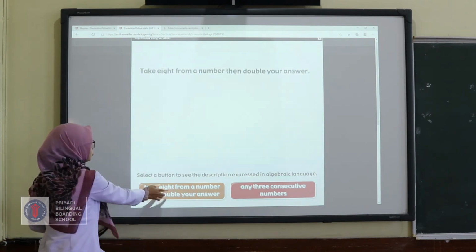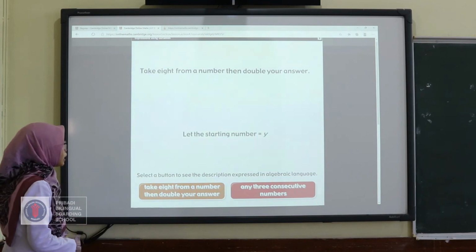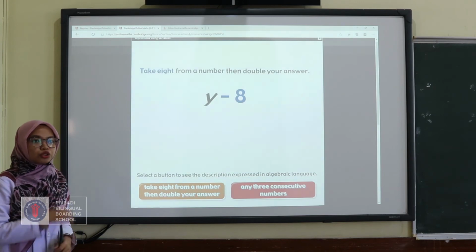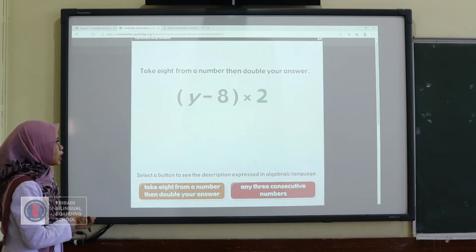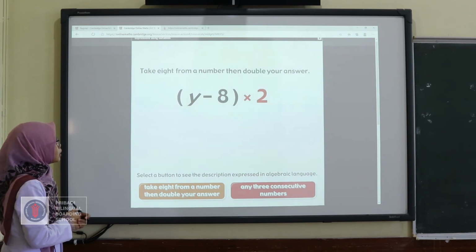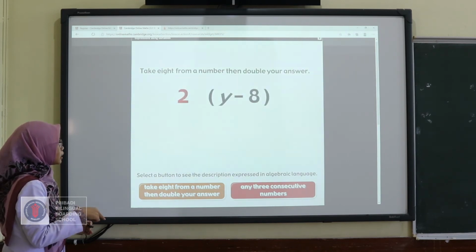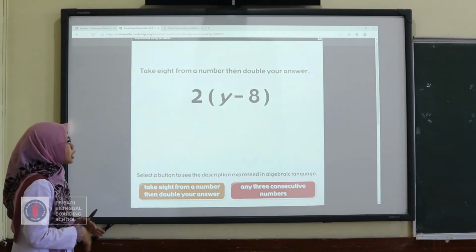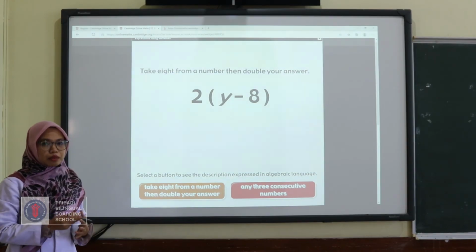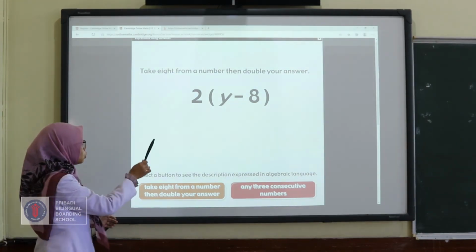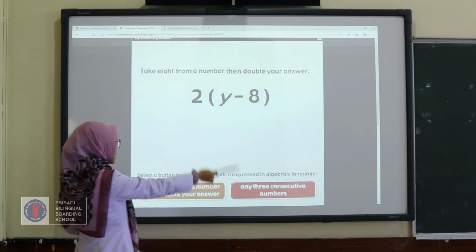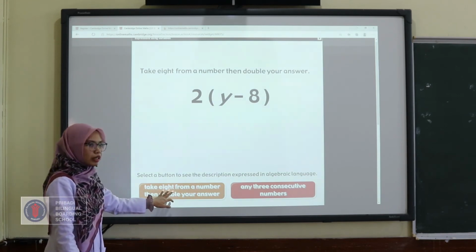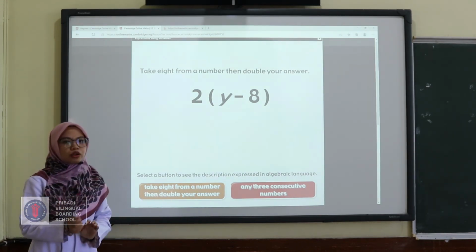In here, you have to take 8 from a number, then double your answer. The first thing you have to do is to choose the letter for the unknown number. And then don't forget to take 8, because it takes 8 from a number. So you have to take 8 first, then double your answer. Don't forget double means times 2. So we have 2 times the bracket y minus 8. If it's too fast, you can double click again, and then you will see it for the second time.